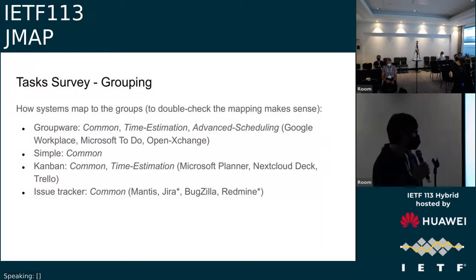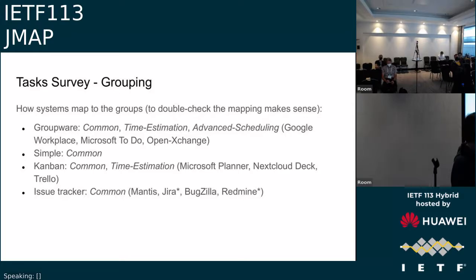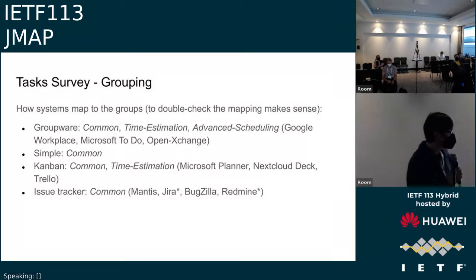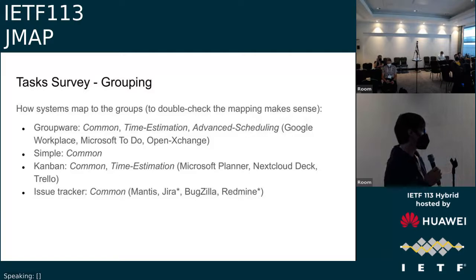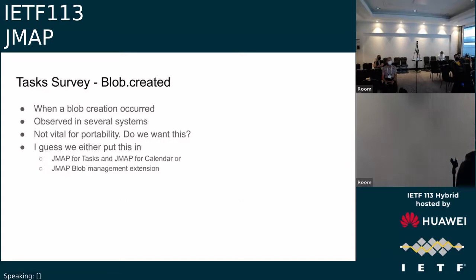And for issue tracking systems, they typically make do with the common group already, with some slight exception for Jira and Redmine. They have one property, as I saw. But I think roughly it looks like the groups that I chose make sense right now. Of course, it's not the final iteration. So, okay, if you could go to the next slide.